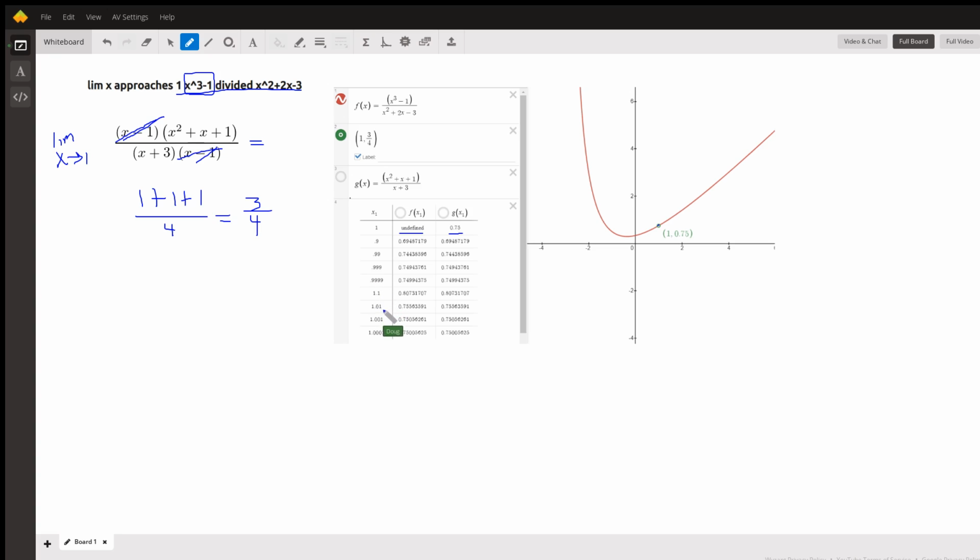And if we come in from the other side of 1, from the right side of 1, 1.1 is not very close to 0.75, but as soon as we go to 1.01, 1.0001, we get very close. And we can get as close as we want by letting x get closer and closer to 1. That's what we mean by a limit.